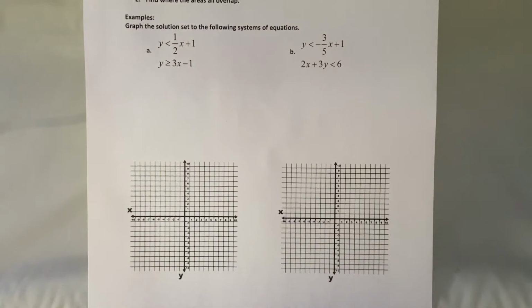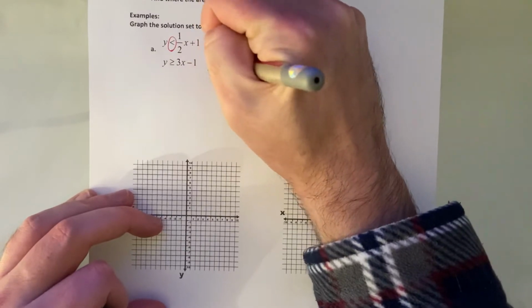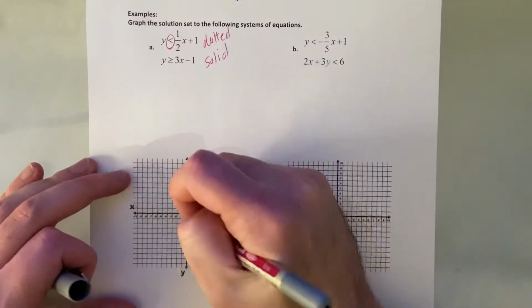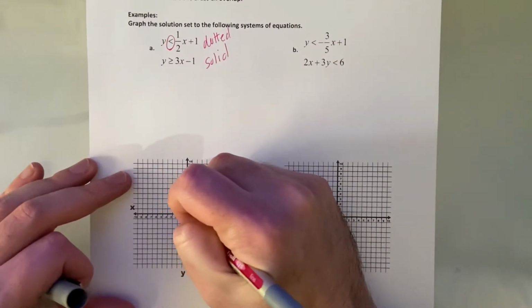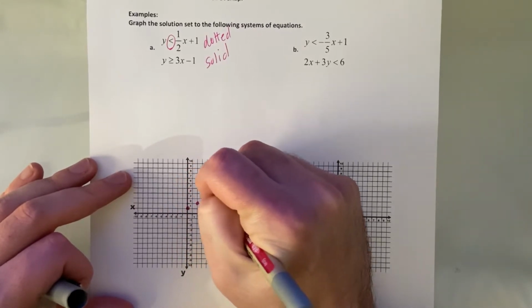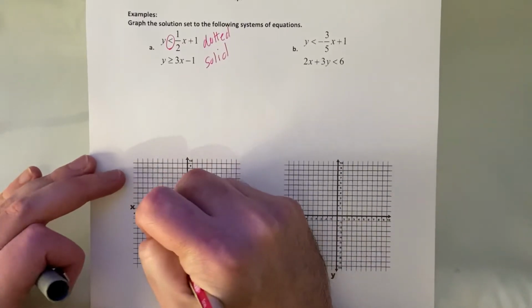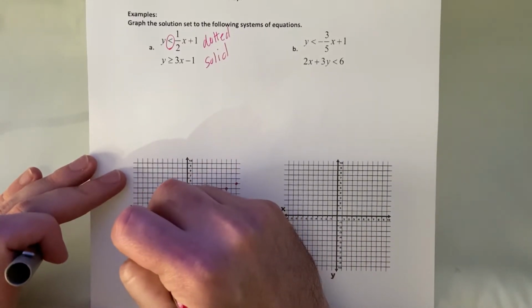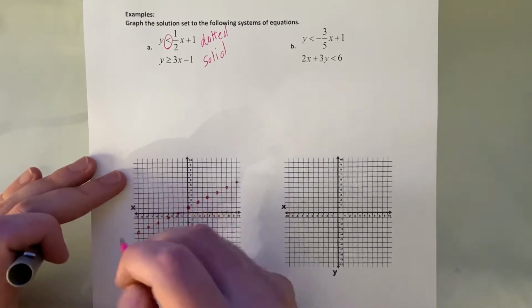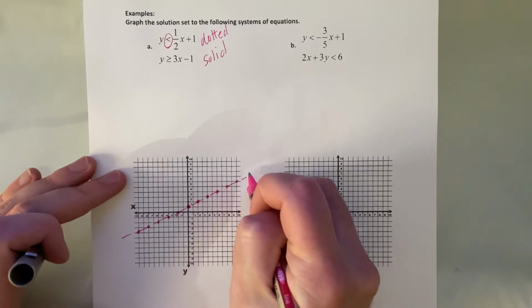Y is less than 1/2 x plus 1, and y is greater than or equal to 3x minus 1. So this is a dotted line. This one is a solid line. Less than 1/2 x plus 1, if we start at 1, a slope of 1/2 is rise over 1, 1 over 2. We graph it over here as well, and this is dotted. So we do our best to make it dotted looking.